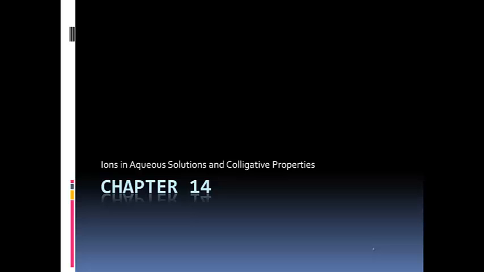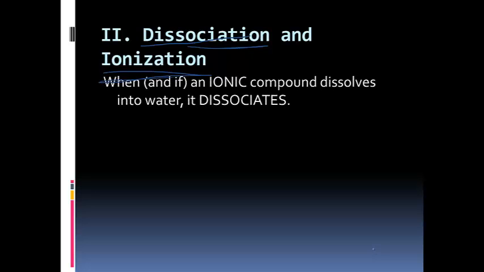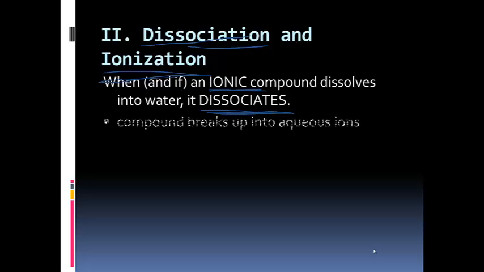So, looking at chapter 14. First thing, we have two terms here: dissociation and ionization. What's the difference between them? If you have an ionic compound and it dissolves into water, it dissociates. Be careful with this one. Ionic compounds do not ionize, they dissociate. Basically, it breaks up into ions.